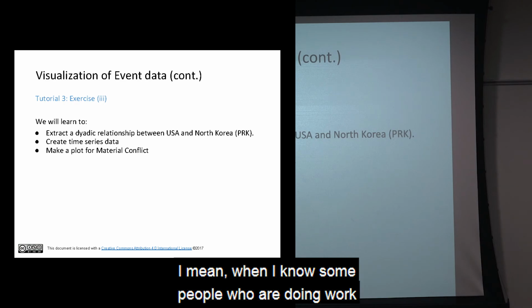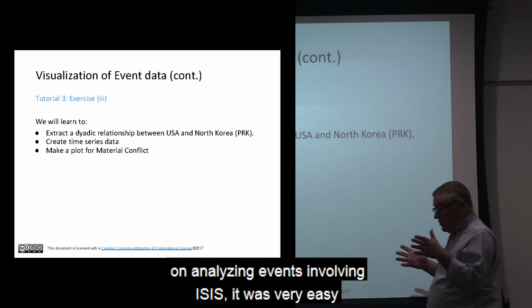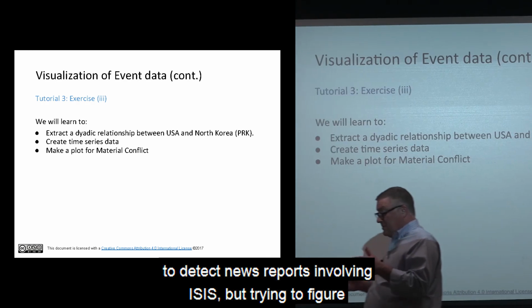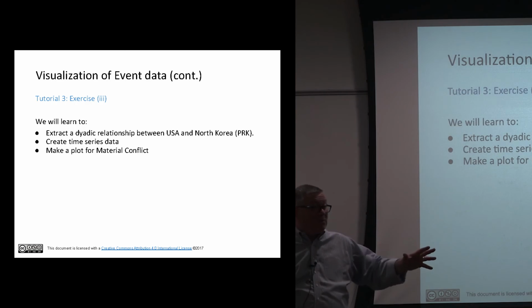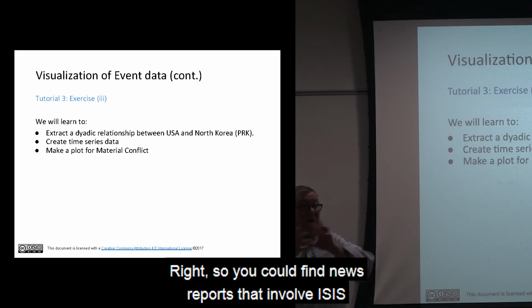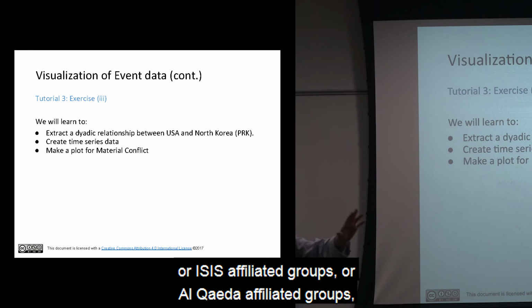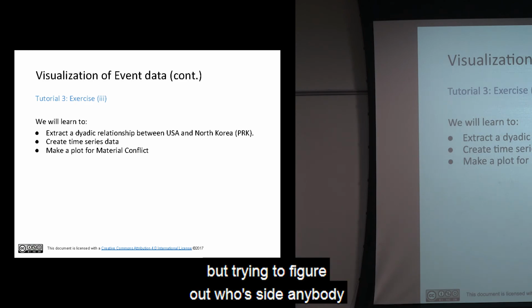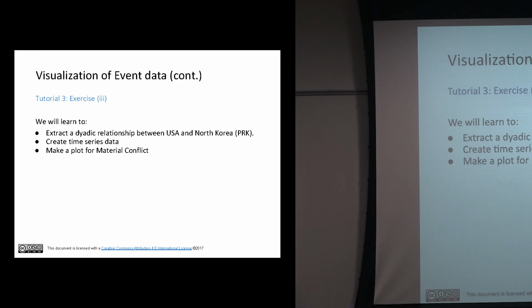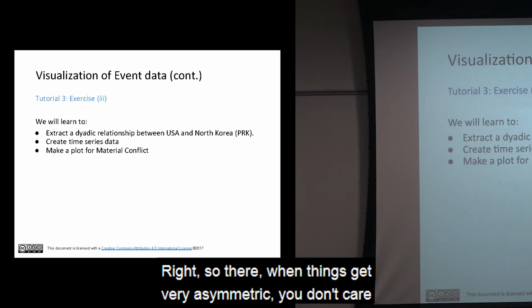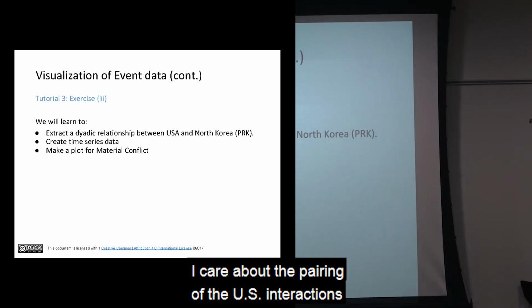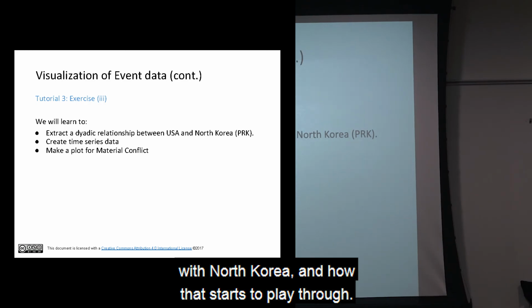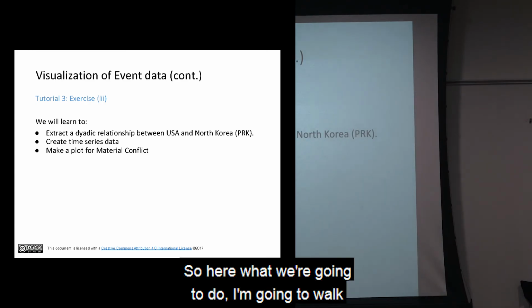Now, it's not always what we want, right? I know some people who were doing work on analyzing events involving ISIS, and it was very easy to detect news reports involving ISIS, but trying to figure out sides was impossible, right? You could find news reports that involved ISIS or ISIS-affiliated groups or Al-Qaeda-affiliated groups, but trying to figure out whose side anybody was on was really hard to do. So when things get very asymmetric, you don't care about these dyads or pairs so much. Whereas in the example I'm going to look at here, I care about the pairing of the U.S. interactions with North Korea and how that starts to play through.